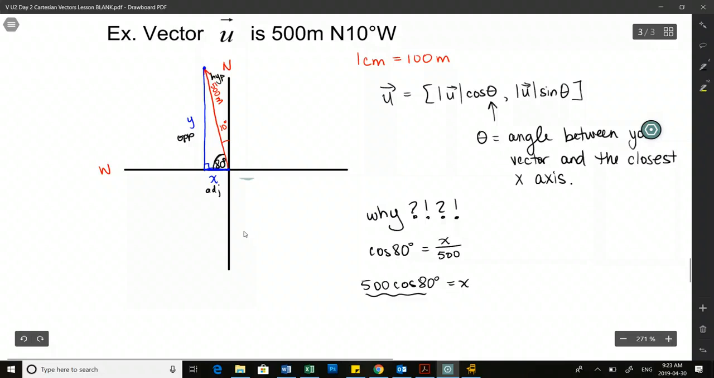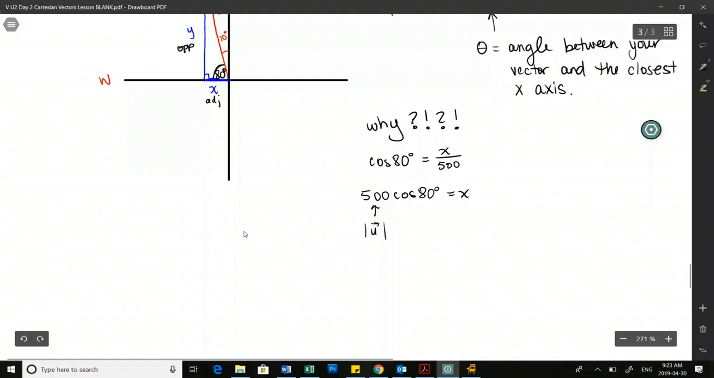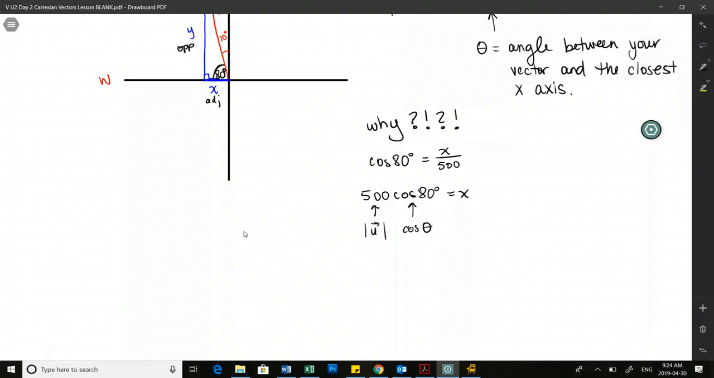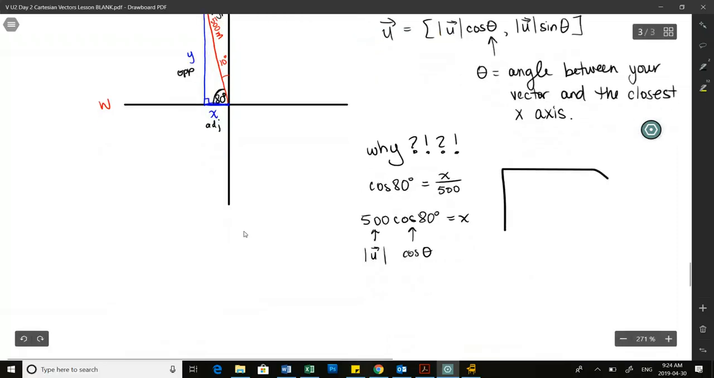So this expression that we just found is actually the magnitude of our vector u times the cos of theta. So rather than rearranging this every single time, we just use this general formula where the x-coordinate can be found using cosine and the magnitude of u, and the y-coordinate is found similarly as well.